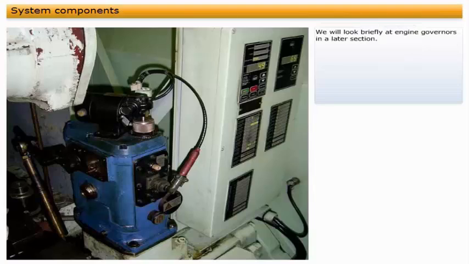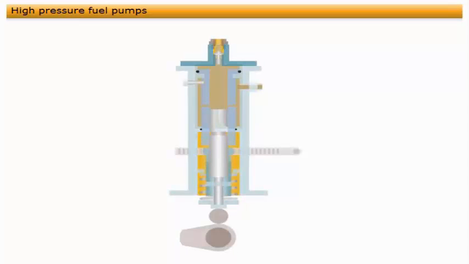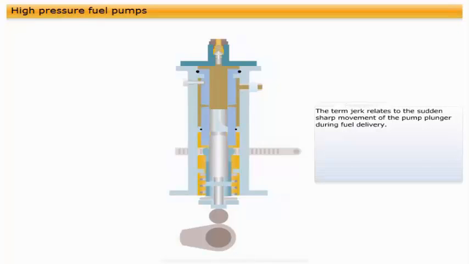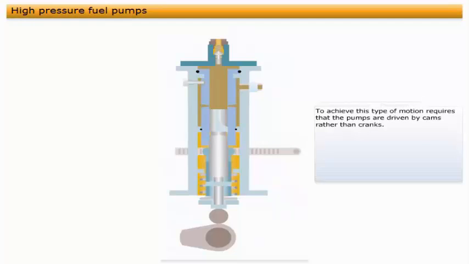The majority of high-pressure fuel pumps used on diesel engines are of the jerk type. The term jerk relates to the sudden sharp movement of the pump plunger during fuel delivery. This ensures a very rapid, almost instant, fuel pressure rise in the supply to the fuel injection valve. To achieve this type of motion requires that the pumps are driven by cams rather than cranks. The profile of the fuel cam can be shaped to produce the desired delivery rate from the pump. We will look at fuel cams in more detail later in this chapter.